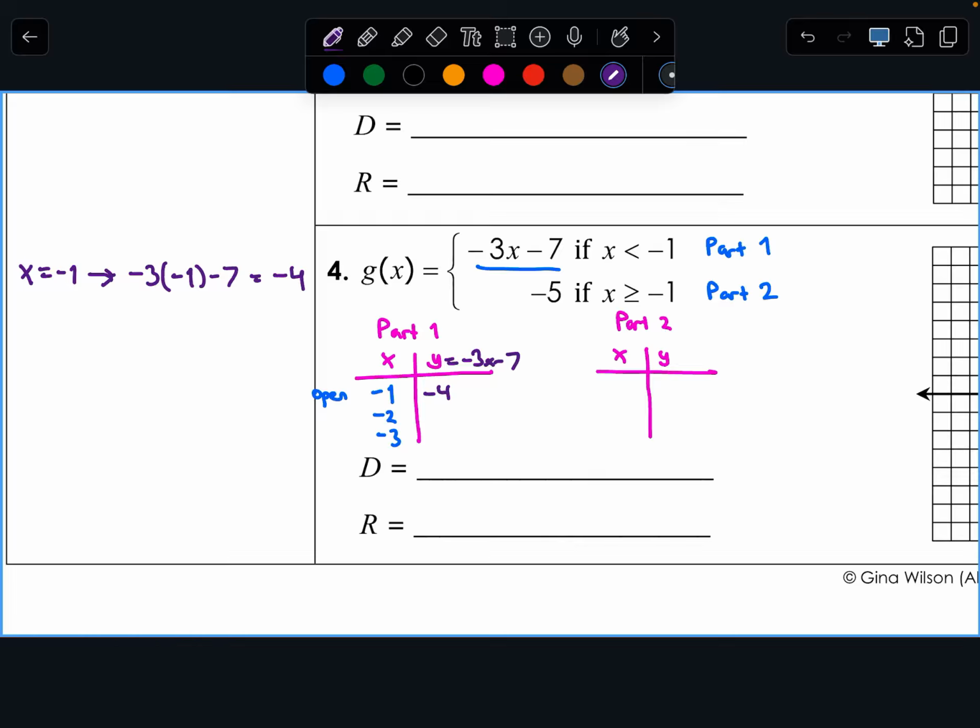Now we do it again for -2. Just replace the x with -2 now and do the same thing. -3 times -2 minus 7. Can anybody tell me what that equals?